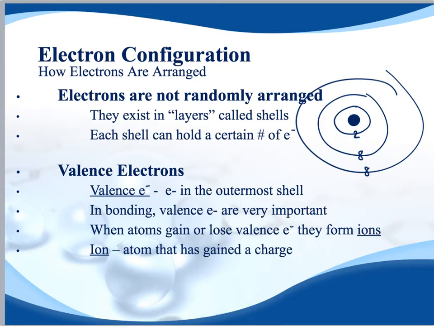When atoms gain or lose valence electrons, they form ions. Remember, electrons are negatively charged, so we could add electrons into these shells or remove electrons out of these shells, and that's going to change the charge, since I would no longer have an equal number of protons and electrons. So when I change the number of electrons in a neutral atom, I create an ion. An ion is simply an atom that has gained a charge.